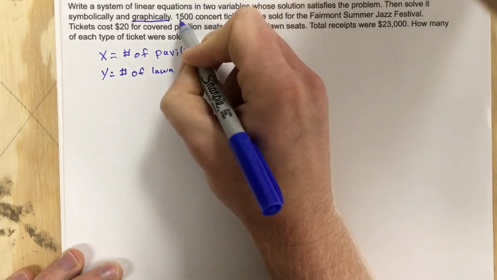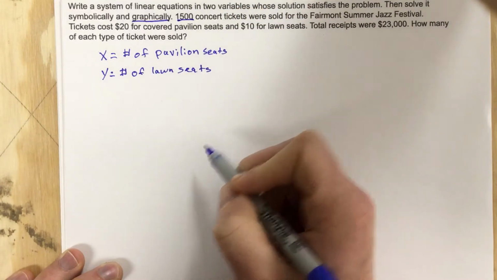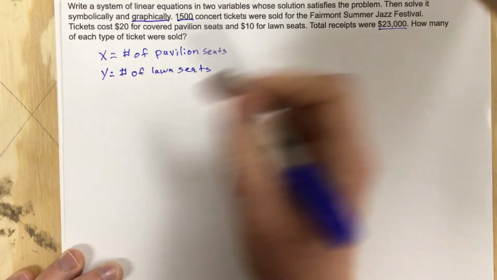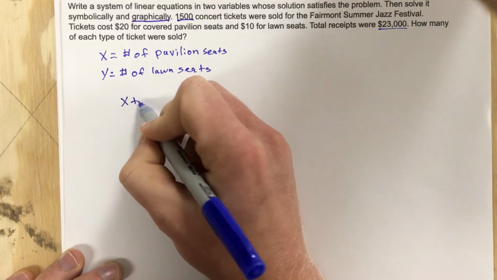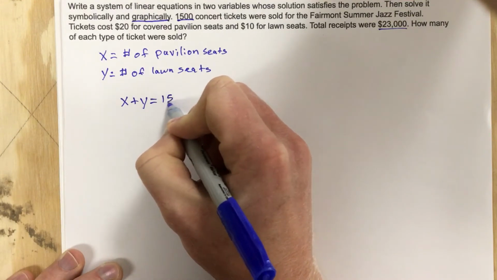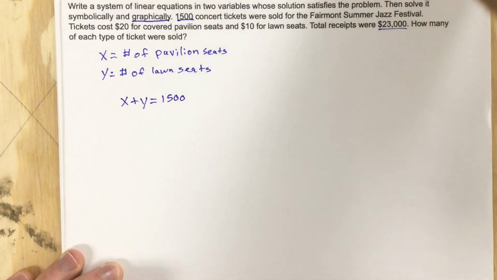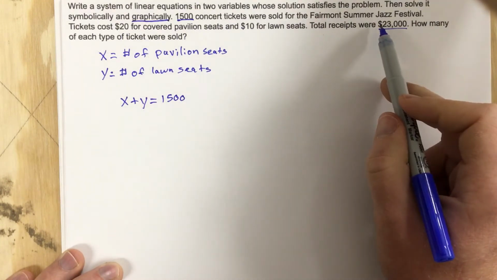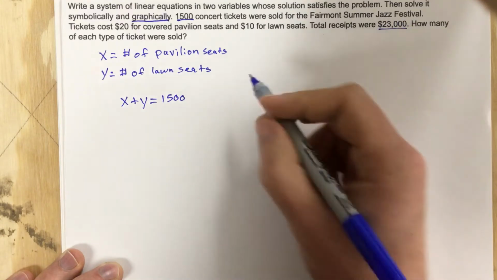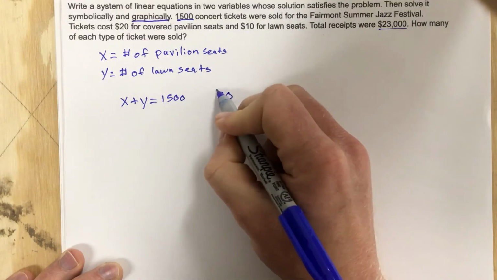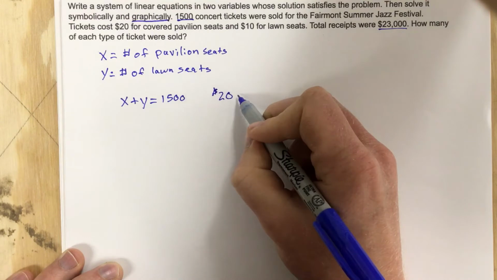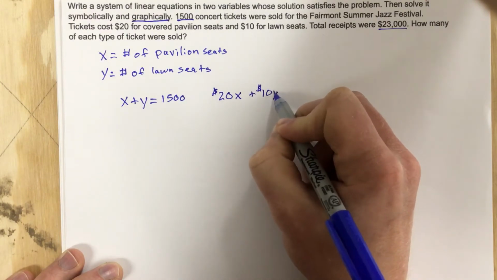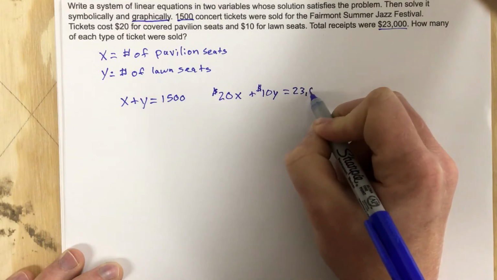Well, they tell us two pieces of information that are important. They tell us the 1,500 and the total amount. Well, 1,500 tickets, that's just X plus Y is 1,500. So X plus Y equals 1,500. And then they tell us the prices for each seat, and then they tell us the total, so that means that $20 times the X values plus $10 times the Y values is going to equal this $23,000 amount.